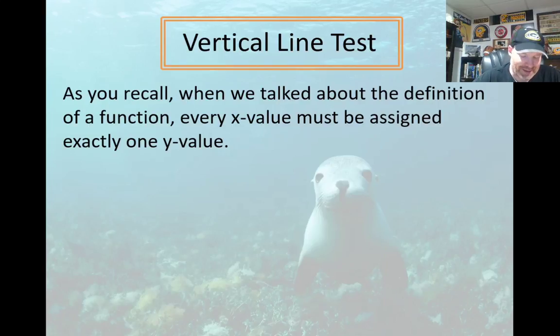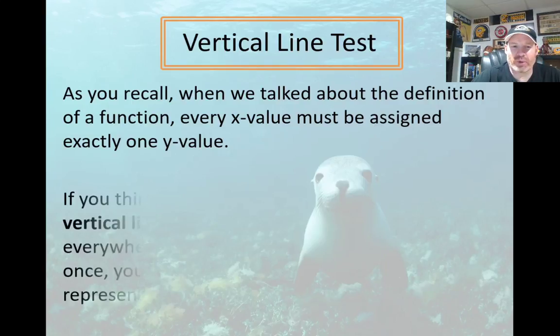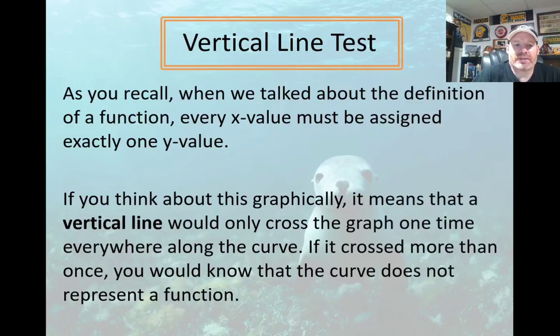Okay, and it ties to the definition of a function, and that is that each x value can only be assigned to a single y value. All right, what that looks like graphically is that if you were to take a vertical line and slide it across the entire function, that vertical line would only cross in one spot, because if it crossed in two different spots, then that means it's not actually a function.